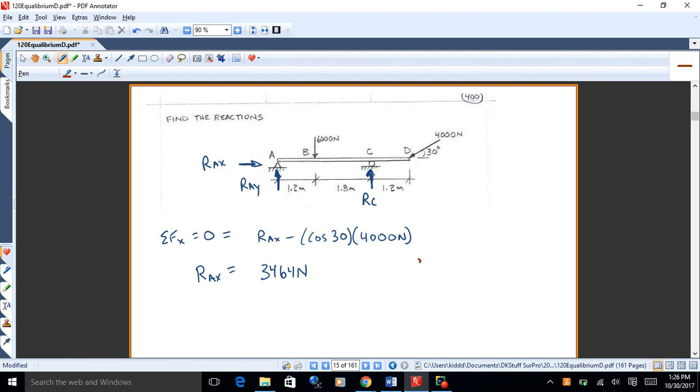Now there's two reasons for that. One is I'm pushing on it to the left, so it pushes back to the right. The other, more formal reason is I assumed it to the right. I ran my equation assuming it to the right. I got a positive answer, which verified my assumption. It does act to the right.